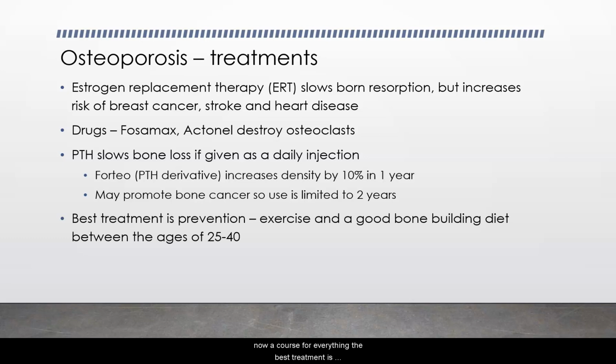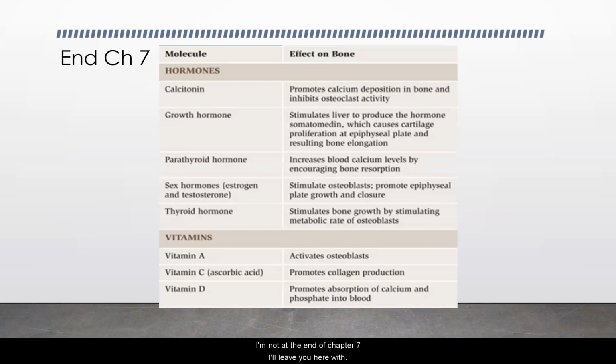Now, of course, for everything, the best treatment is prevention, so exercise and a good bone-building diet between the ages of 25 to 40 is your best bet. That is the end of Chapter 7. I'll leave you here with some different molecules and their effects on bones.